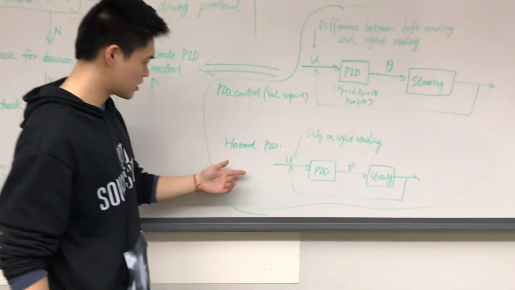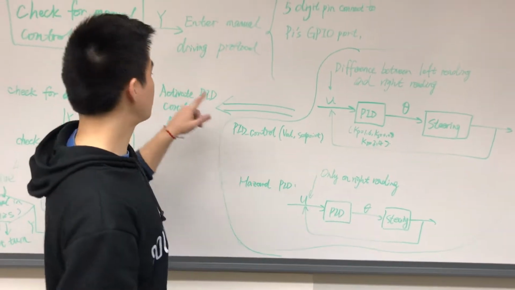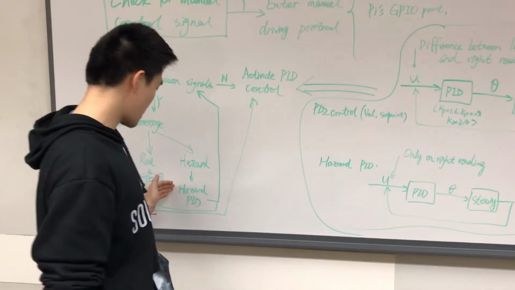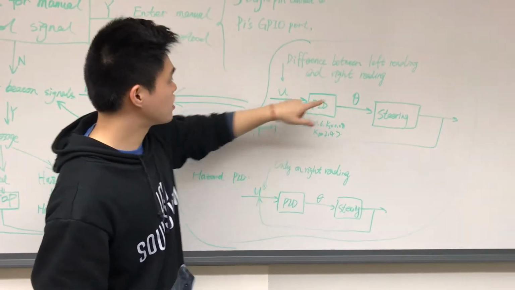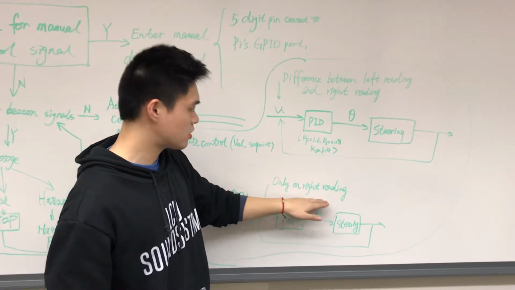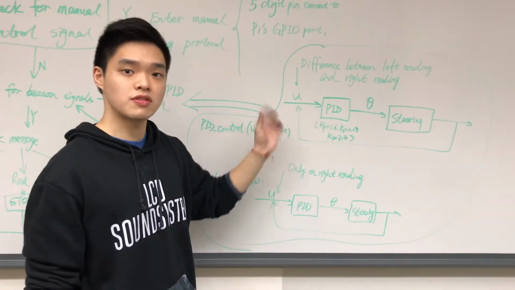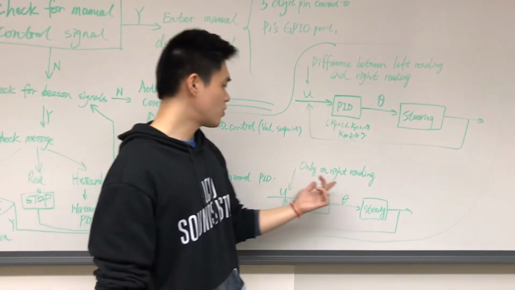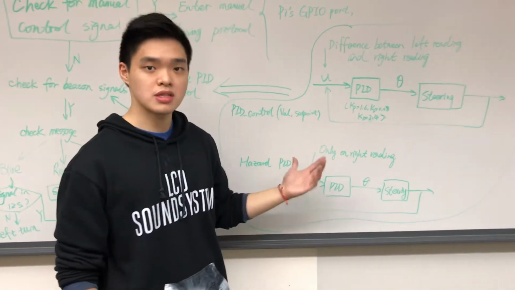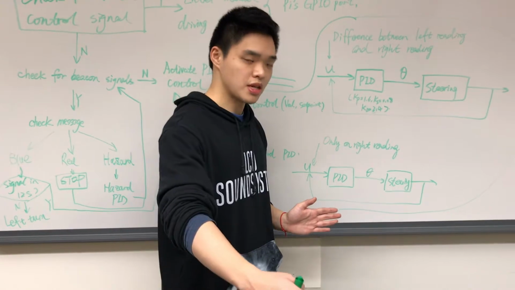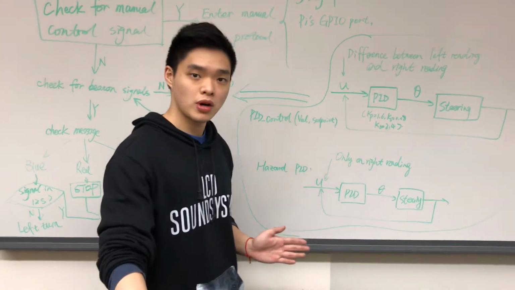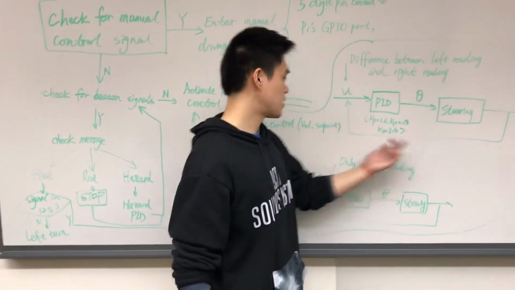And we have another PID control, which is the hazard PID. If we have a hazard beacon, it will activate the hazard PID control, in which it will only read the right readings instead of the difference between the left and right. So if we only have a right reading, we also need a set point. The set point will be 80, in this case 80 centimeters from the right wall. So the same thing happens.